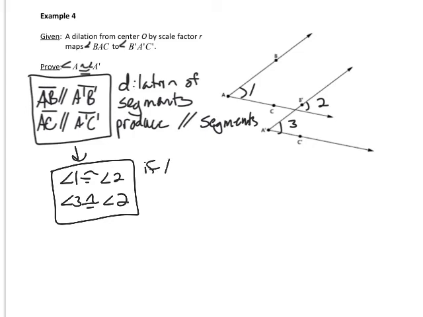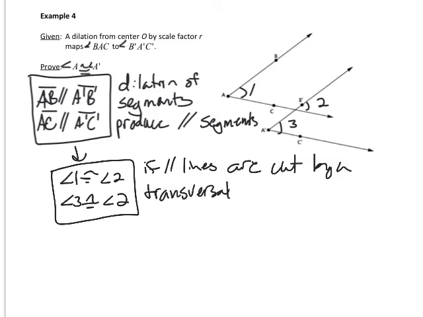If parallel lines are cut by a transversal, corresponding angles are congruent. I can't spell corresponding. Are congruent. And we only have one more thing.